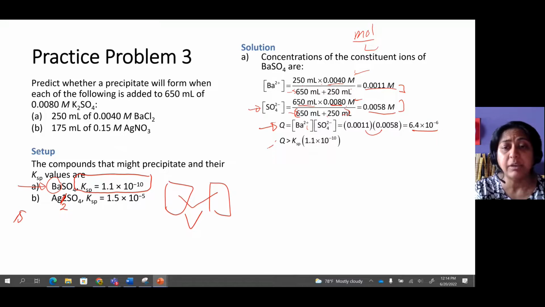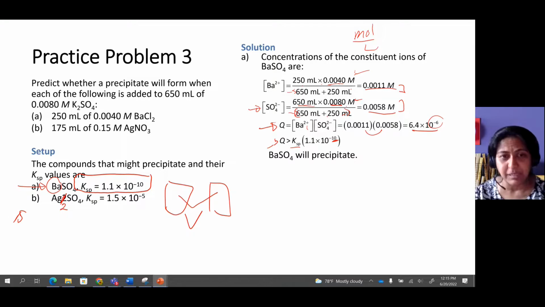Now the Q is actually greater than the Ksp value. The Ksp value was 1.1 times 10 to the negative 10, but here it is 10 to the negative 6. Therefore, barium sulfate will precipitate because the Q for this solution is greater than the Ksp of barium sulfate.